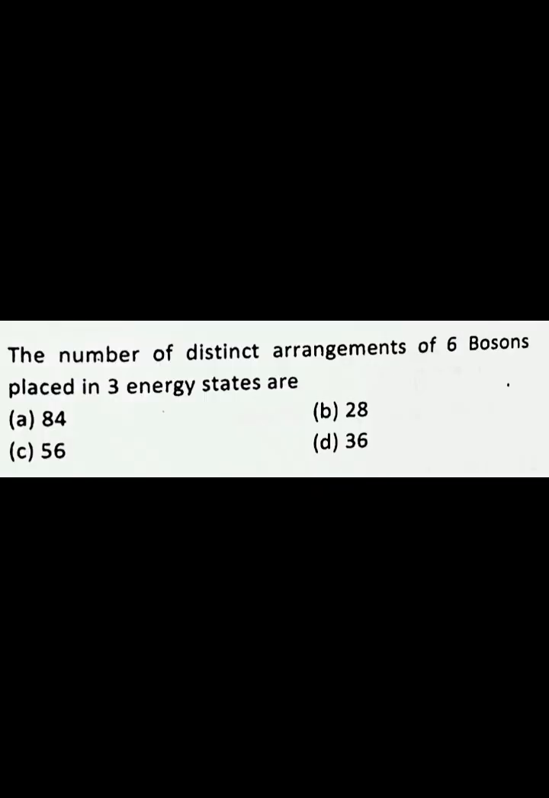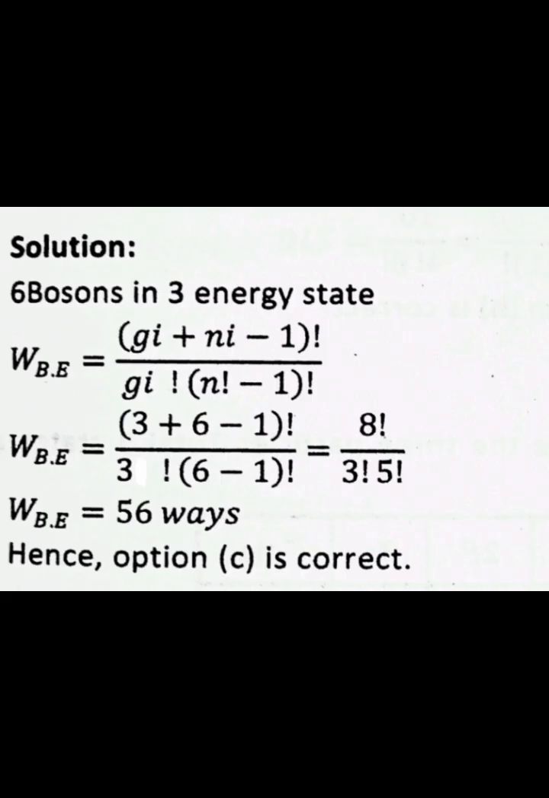The next question is, the number of distinct arrangements of 6 bosons placed in 3 energy states are. So for BE statistics, WBE is equal to (gi plus ni minus 1) the whole factorial divided by gi factorial into (ni minus 1) the whole factorial. So here ni is equal to 6 and gi is equal to 3. So this is equal to (3 plus 6 minus 1) the whole factorial divided by 3 factorial into (6 minus 1) the whole factorial, and this is equal to 8 factorial divided by 3 factorial into 5 factorial, and this is equal to 56. So the answer is option C.